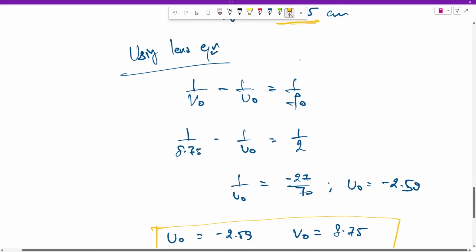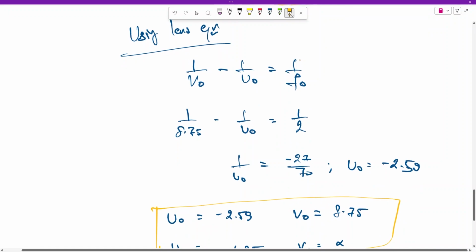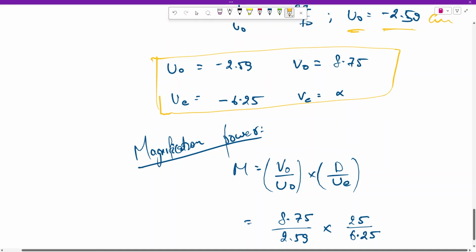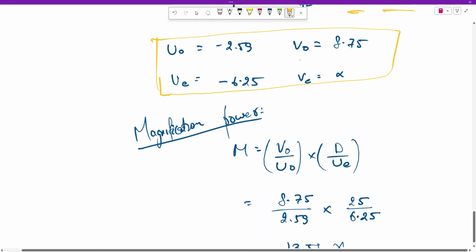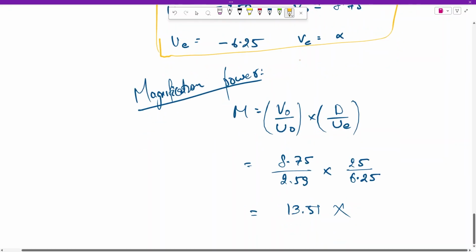We will put it in the lens equation again for finding out the value of UO, and solving this, we will get the value of UO as minus 2.59 centimeter. Now we have got the data for the second case as well, that is when the image is forming at infinity. So using the same formula for magnification, that is VO by UO into D by UE, we will get a value of magnification as 13.51x. That is, the magnifying power is less when the image is forming at infinity as compared to when the image is forming at the least distance of distinct vision, that is 25 centimeter.